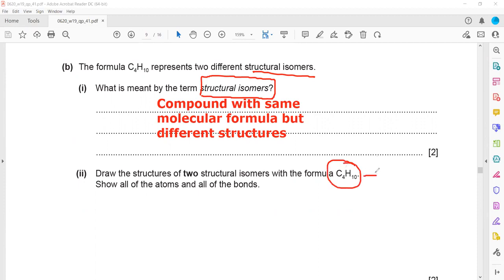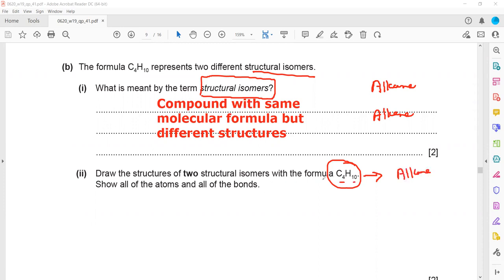C4H10, what is this? Alkane or alkene? So C4H10, that's right, it is an alkane. Because the number of hydrogens is twice the carbons plus 2, that's why it is an alkane.